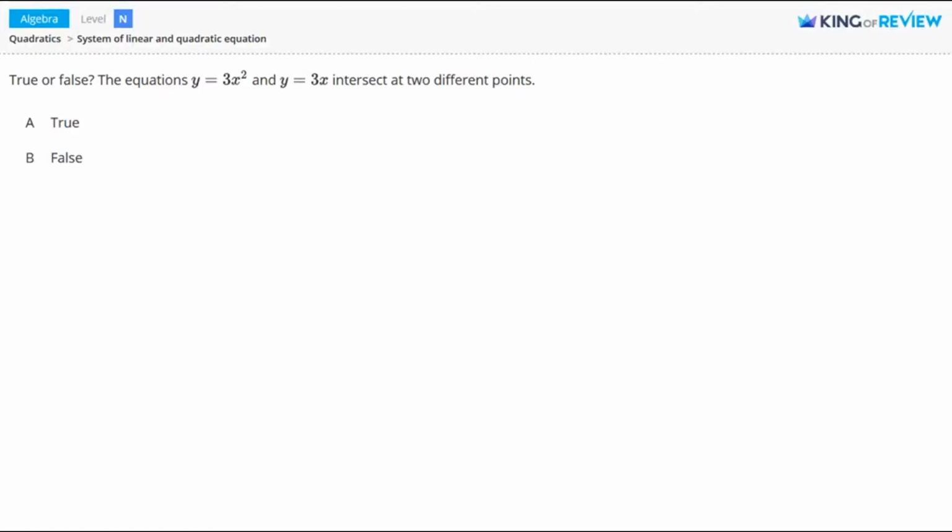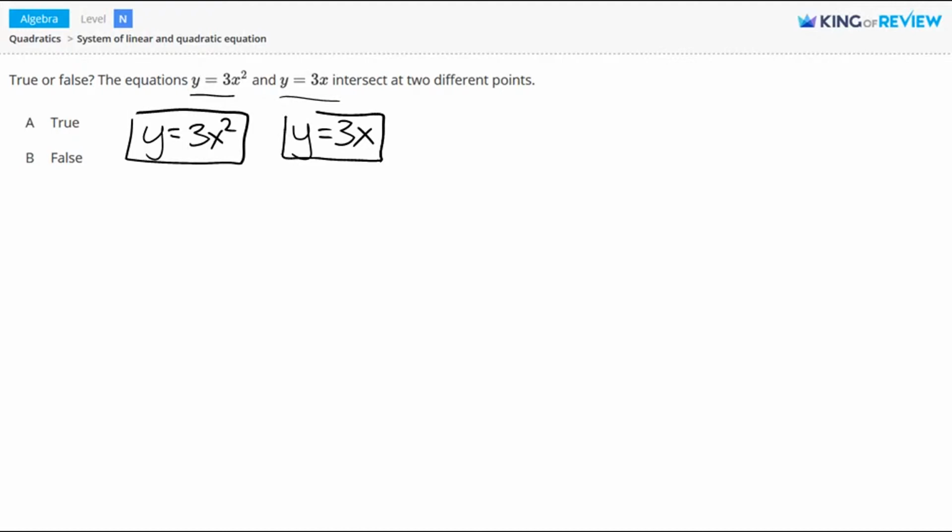True or false? The equations y equals 3x squared and y equals 3x intersect at two different points. So one method for solving this problem is to graph each of these equations and then count the number of places that they intersect. We have a parabola and a line. So let's do that. Let's make a table of values for each of these equations and then plot the points on a coordinate plane. So we have y equals 3x squared and y equals 3x.